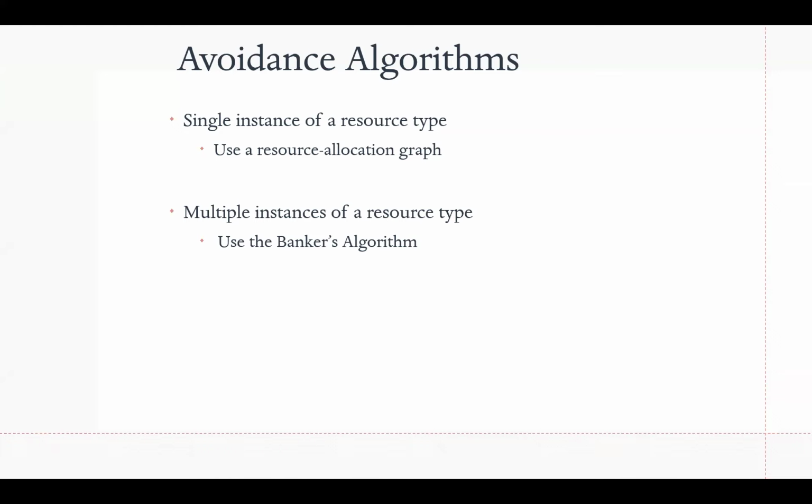In deadlock avoidance algorithms, there are two variations: when there is a single instance of a resource type, or when there are multiple instances of resources in the system. If only a single instance of each resource type is used in the system, then we can use a resource allocation graph. If there are multiple instances of a resource type, then we can make use of the banker's algorithm. We'll go through both of these topics.